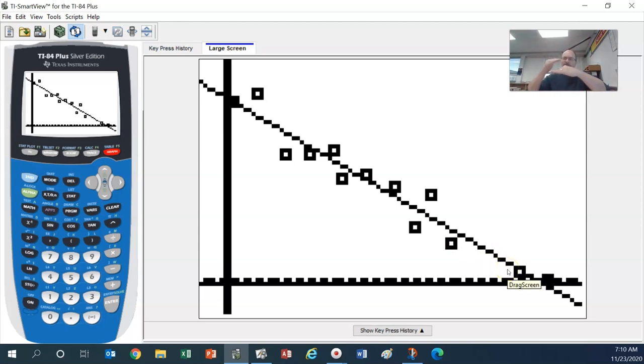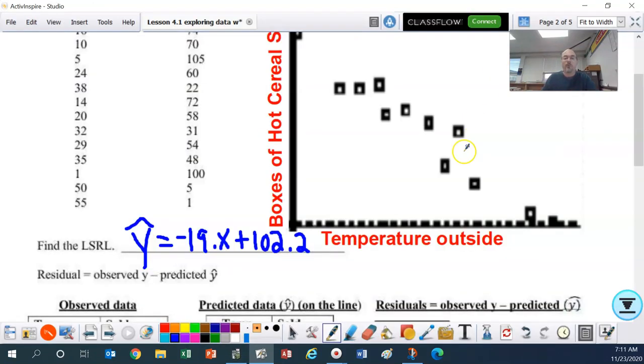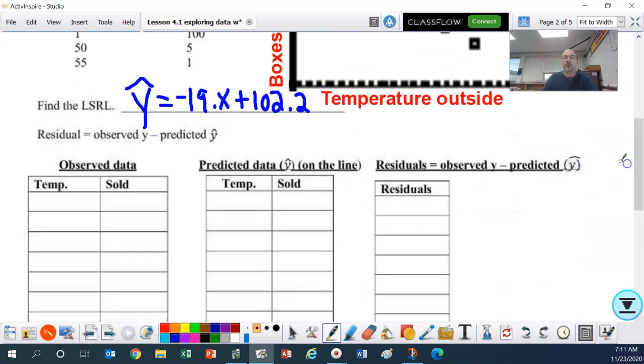So you should have about the same number above and below. And remember, those are going to cancel each other out. That's one of the reasons it's called the line of best fit. Now, ladies and gentlemen, we're going to use this formula right here to figure out what the residual is for each one.